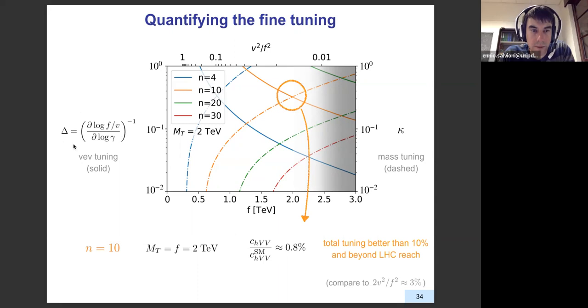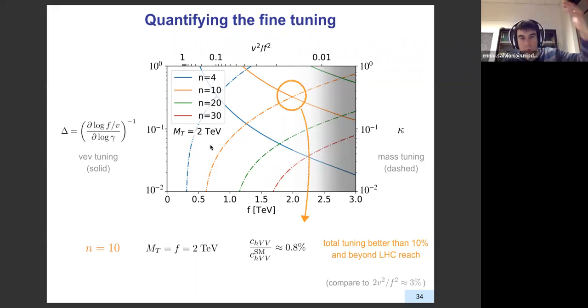So this is on the left, and solid are the lines of the VEV tuning, okay, which are, for example, this n equals 4 and n equals 10. And here they just decrease, so the tuning gets worse as we increase f. This we expect. Okay, and on the right in dashed lines is the tuning due to the mass of the Higgs, and this has the opposite behavior. Okay, and in this plot I'm fixing the lightest top partner to be 2 TeV.